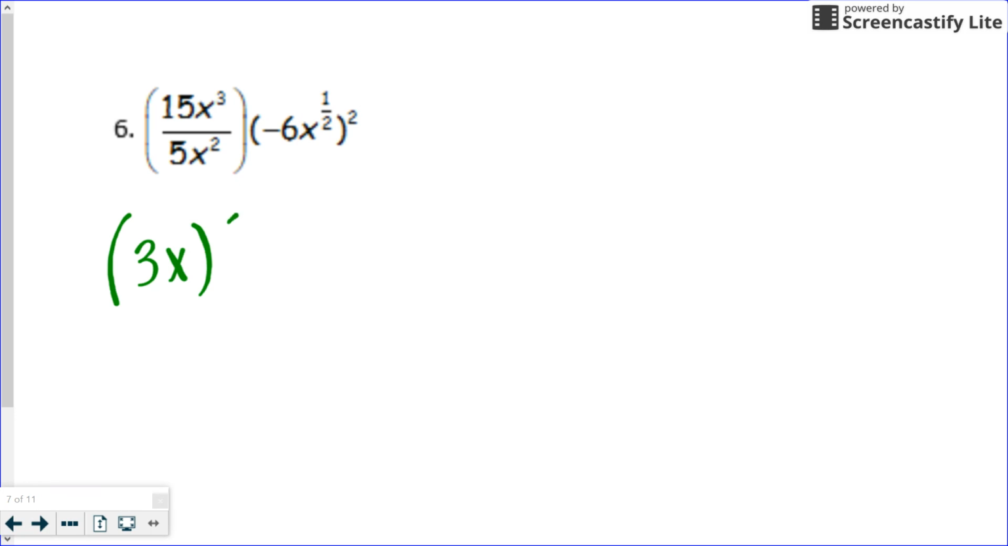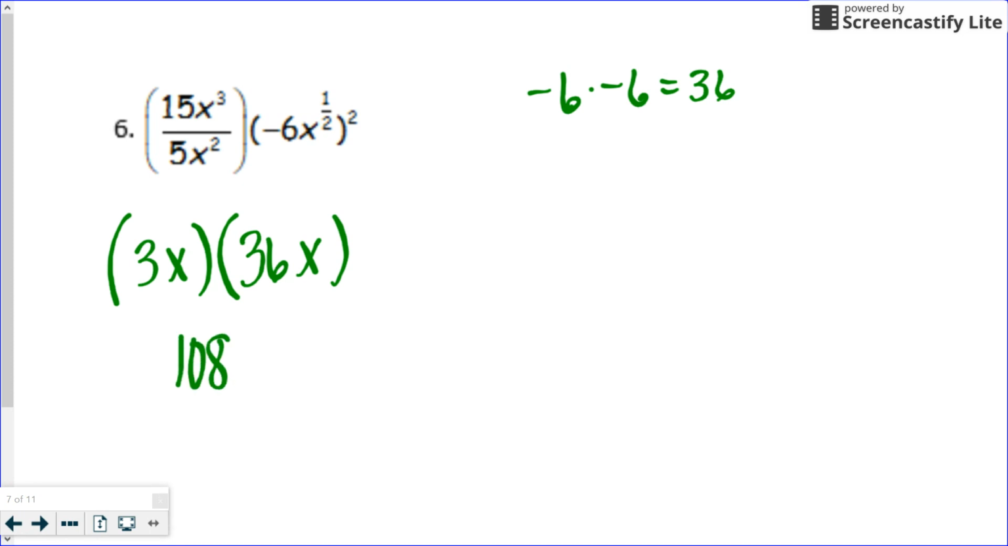Likewise, we're going to mess with our second parentheses. I've got negative 6 squared. That's negative 6 times negative 6, which would be positive 36. So that's going to be 36. And then x to the 1/2 times the 2 power. So 1/2 times 2 is just x to the first power again. And so finally I got 3 times 36. That's 108. And then x times x gives me x squared.